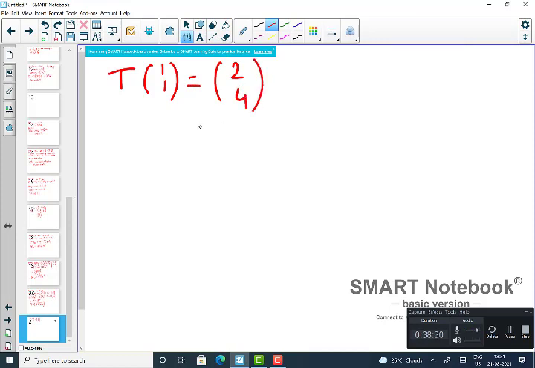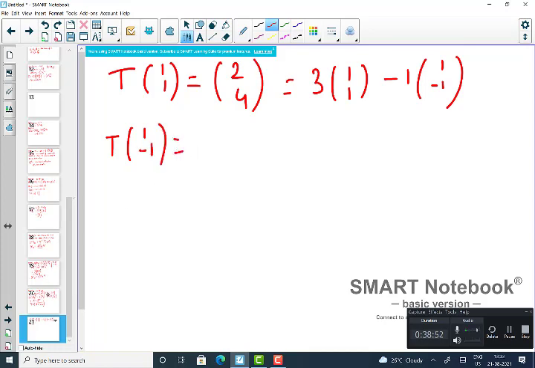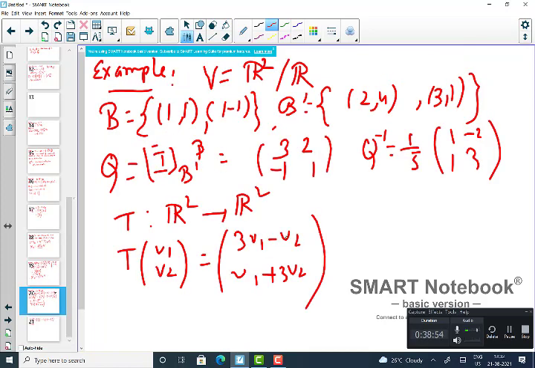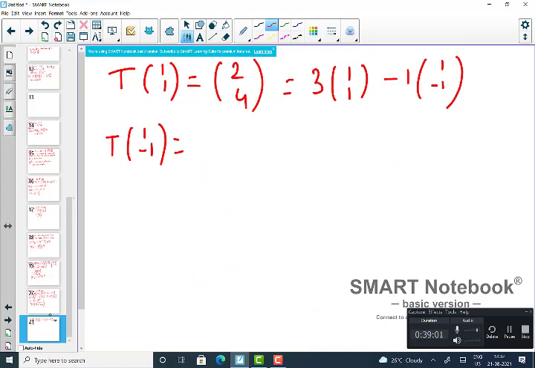(2, 4). Okay. Now how to write down (2, 4) in terms of the matrix, so in terms of this basis vector? This is 3 times (1, 1), and then minus 1 times (1, -1), right? Then (2, ...). Similarly, if you go with T of (1, -1), with this, 3 minus 1 is 2, and this is 1 minus 3, it's minus 2.